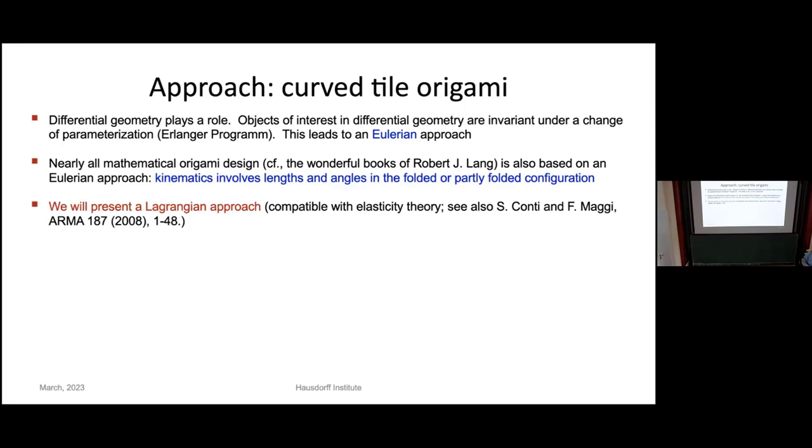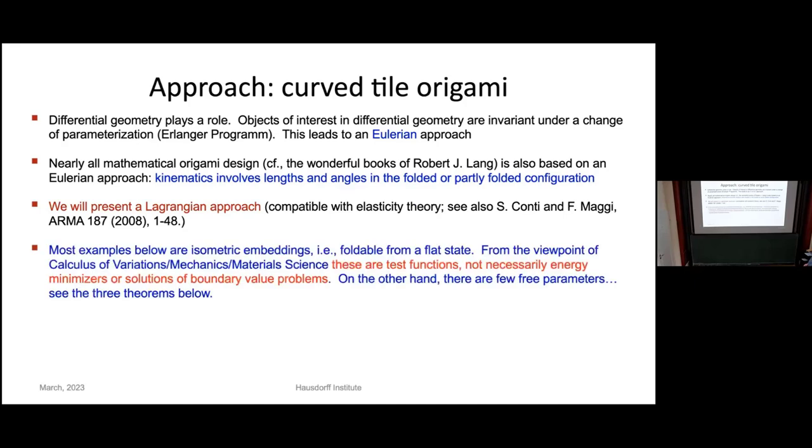We're not going to do that. We're going to do a Lagrangian approach. So we're going to consider the mapping which takes you from the flat sheet to the deformed sheet. And almost everything I'll show you will be deformable from the flat sheet by piecewise isometric mapping. There are a few papers that take that viewpoint, but as they say, 99% of the origami community do not.